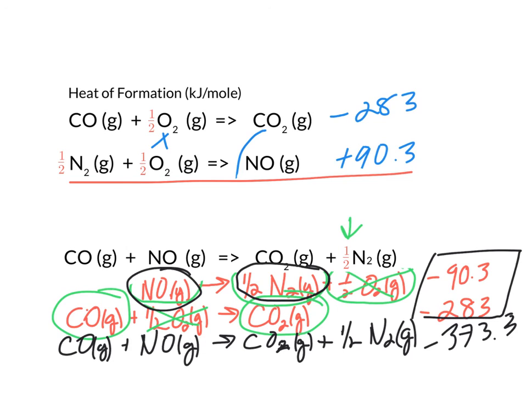So that's how you use heats of formation, and you combine the energies, but you can flip reactions around if you need to, but when you do that, you have to change signs.